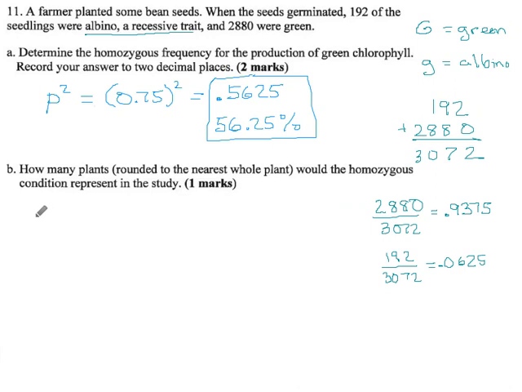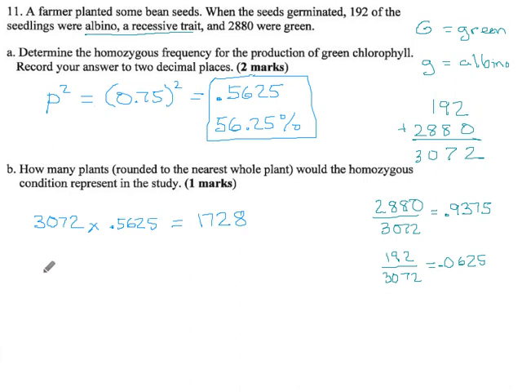One way to calculate it would be to say that there were 3,072 plants and 0.5625 of them were green. 3,072 times 0.5625. This is the good thing about decimal frequencies, that they're very easy to use. You just do the whole number times this frequency and it tells you the number of members of that subgroup. In this case, 1,728 green plants.